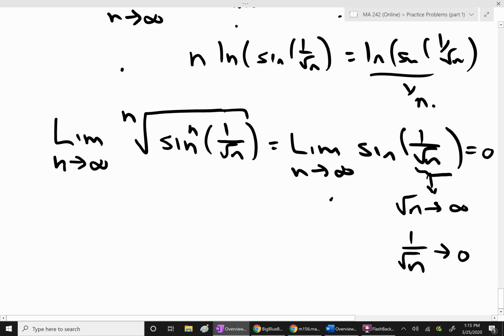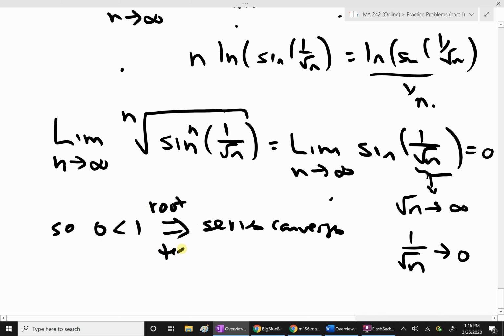So now I know the answer to my question. I found out that this is less than 1. So 0 is less than 1, and this implies that my series converges. If I wanted to, I could put "by the root test" here.